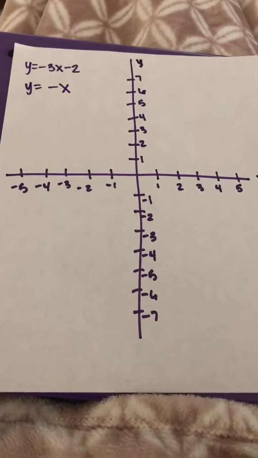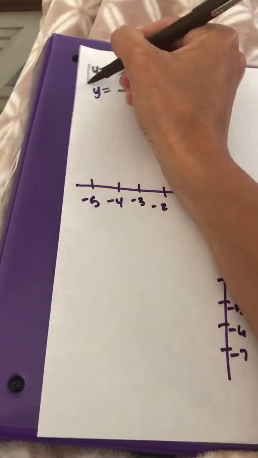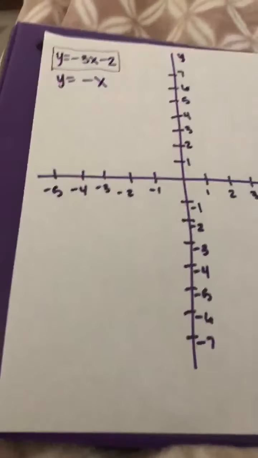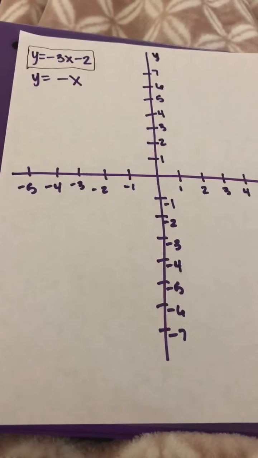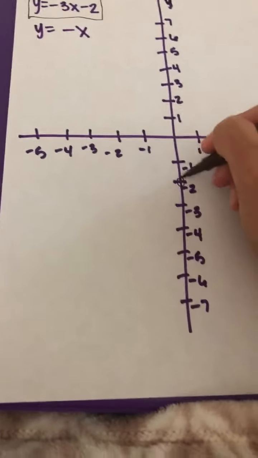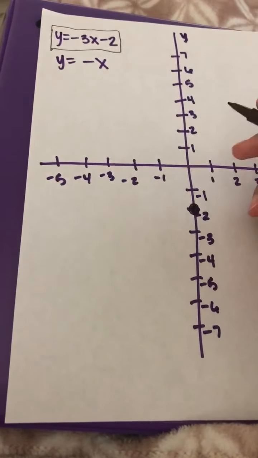So we are going to graph the first one first, and I like to color code, so I'm going to do the top one in brown right there. The first thing that I identify is my y-intercept, and it says -2. So I go to the y of -2, and I put a point, okay?